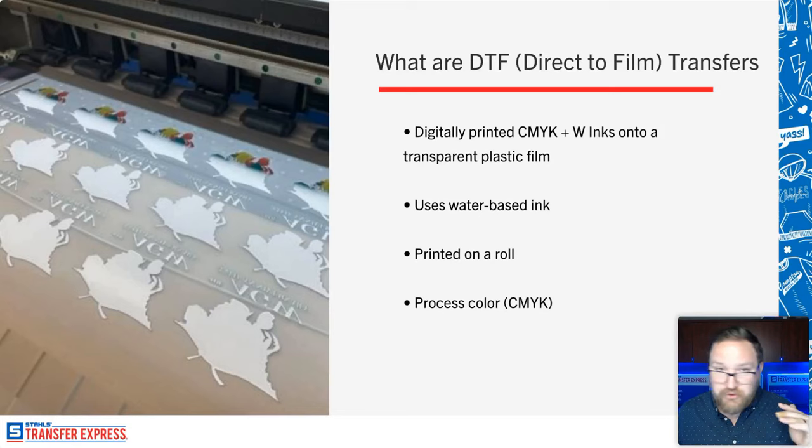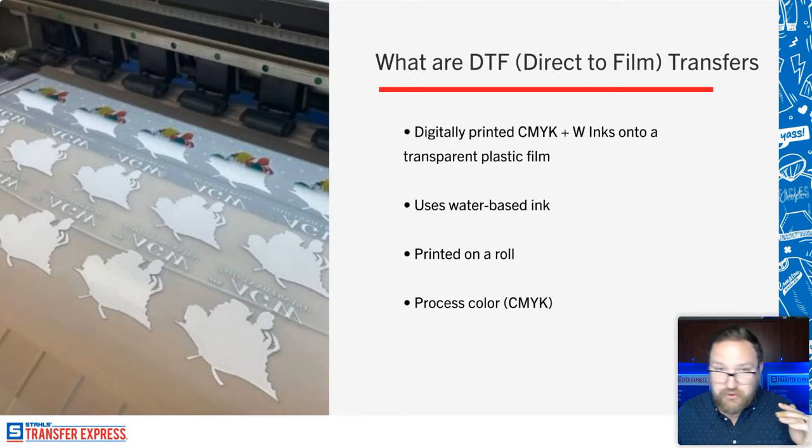Super, super fast. Direct-to-film transfers apply a little bit longer dwell time, 12 to 15 seconds, but still absolutely fantastic. A little bit longer, but still great and quick and efficient when you don't have to cover and repress or wait for the carrier to cool down before you peel the carrier away. No, peel them hot. It's the best way to do it. It reduces all of those mistakes, but we'll get to that here in a minute.